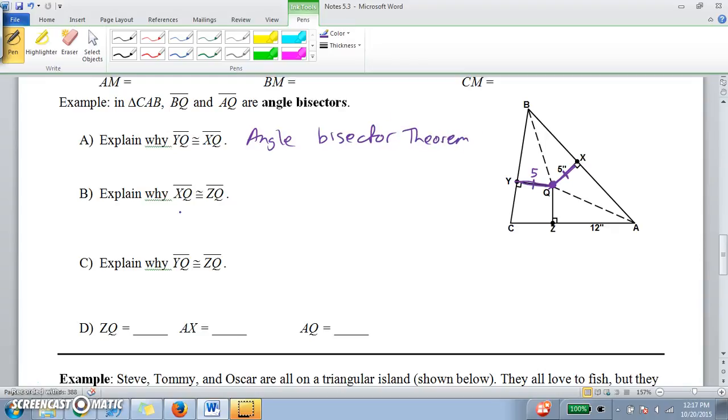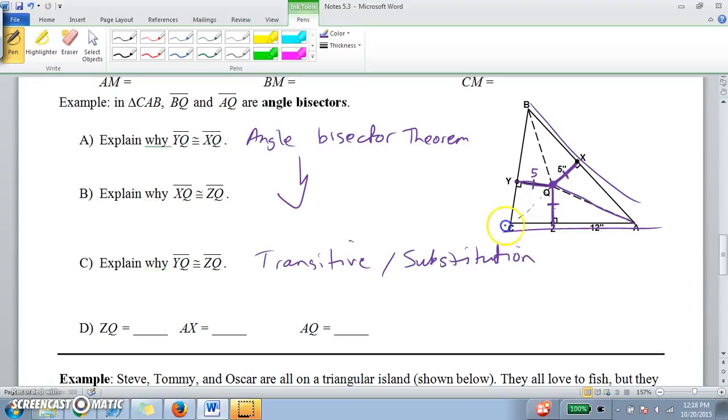Explain why XQ is congruent to ZQ. This is the same reason, except now we're talking about this angle bisector. So Q is also on here. It's going to be equidistant to this side and this side. So same reason. Explain why YQ is congruent to ZQ. So we don't have an angle bisector over here, but now that we've said these two are congruent and these two are congruent, this is just transitive property or substitution. So since YQ is congruent to XQ, and XQ is congruent to ZQ, YQ and ZQ are congruent.